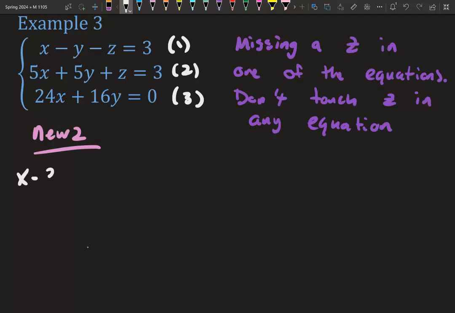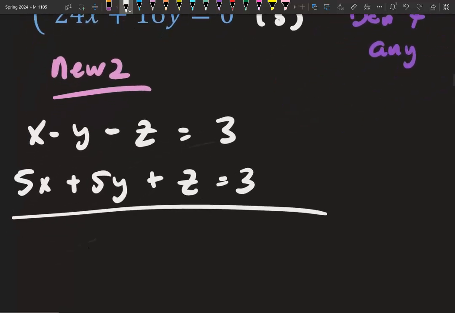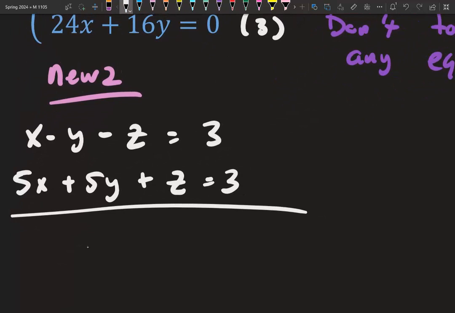So we have x minus y minus z equals 3. And then we have 5x plus 5y plus z equals 3. It's tempting to get rid of that z, right? Because they're already opposites of each other. However, equation 3 doesn't have a z, so you can't touch it. Leave it alone. So you can touch x or y. You can get rid of x or you can get rid of y. It doesn't matter. I'm looking at y. Why? Because they're already opposites of each other. That one's always negative, that one's already positive.